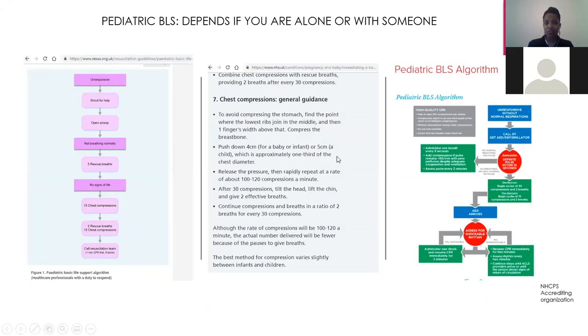Push down 4 centimeters, or 5 centimeters in a child. Release the pressure, then rapidly, about 100 to 120 per minute. So it is fast, okay? Then tilt the head, lift the chin, and give 2 effective breaths. That's very important. So you walk in, the baby's unresponsive, check the mouth, tilt the head, lift the chin, give your 5 breaths, okay? 5 good breaths.